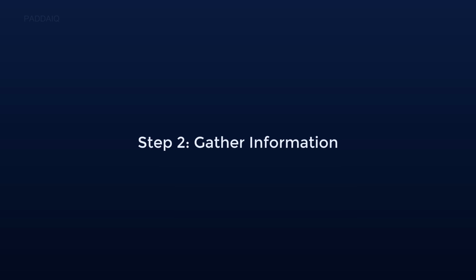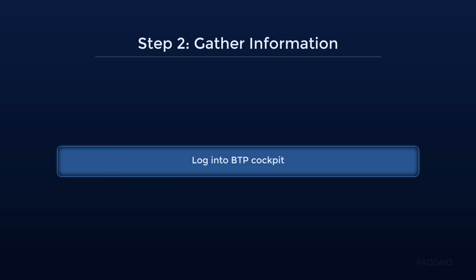Step 2. Gather the necessary information. Log into BTP Cockpit. This means accessing the central web interface where you manage all your SAP BTP services and applications. For instance, a developer enters their credentials to view and configure their Cloud Foundry environment. This initial step is essential for performing any administrative or development tasks on the platform.